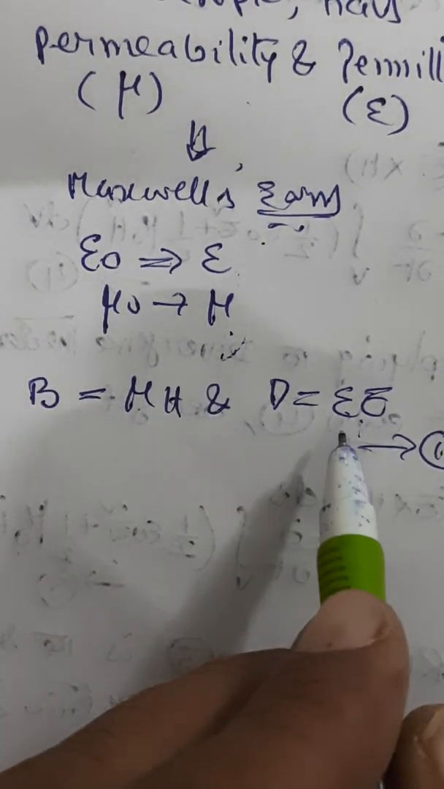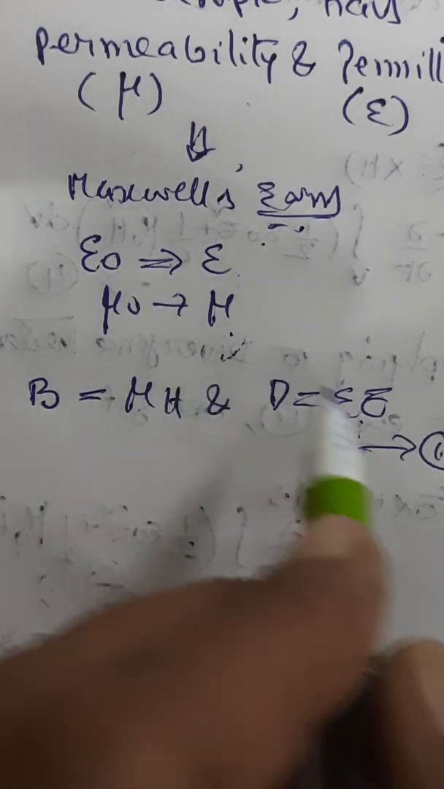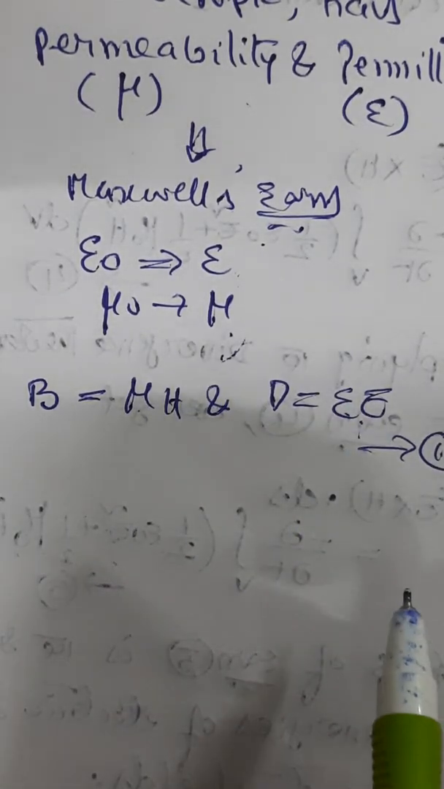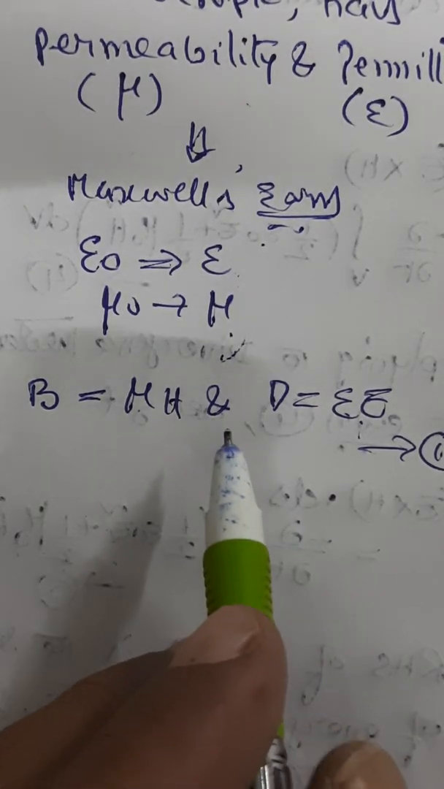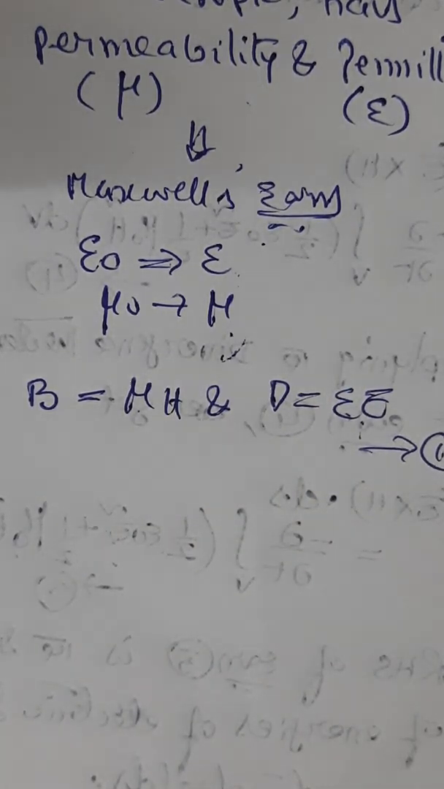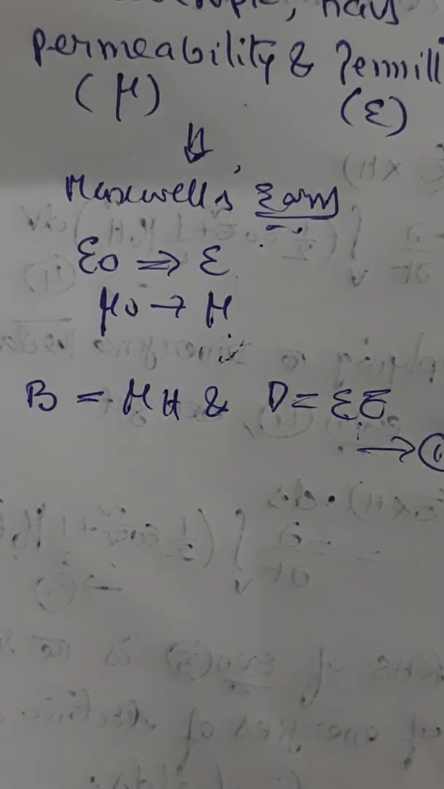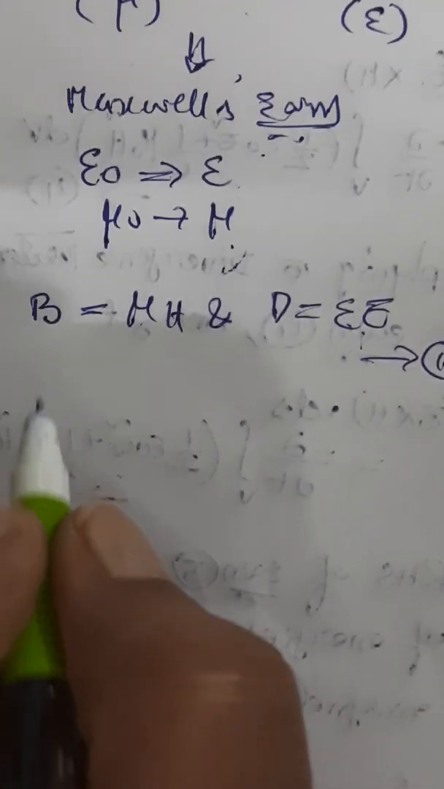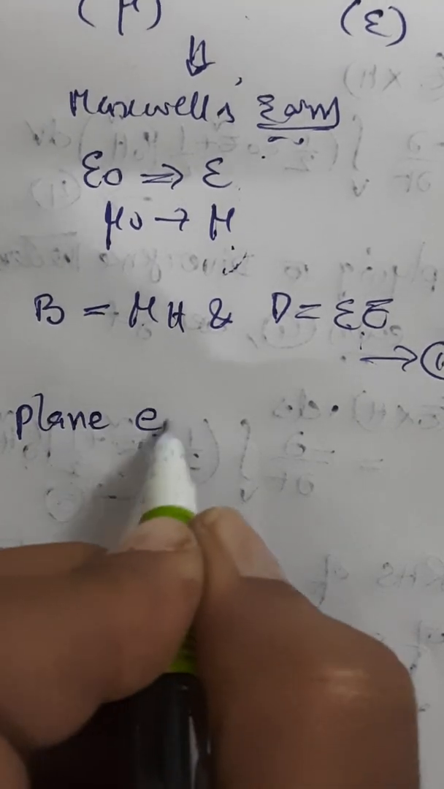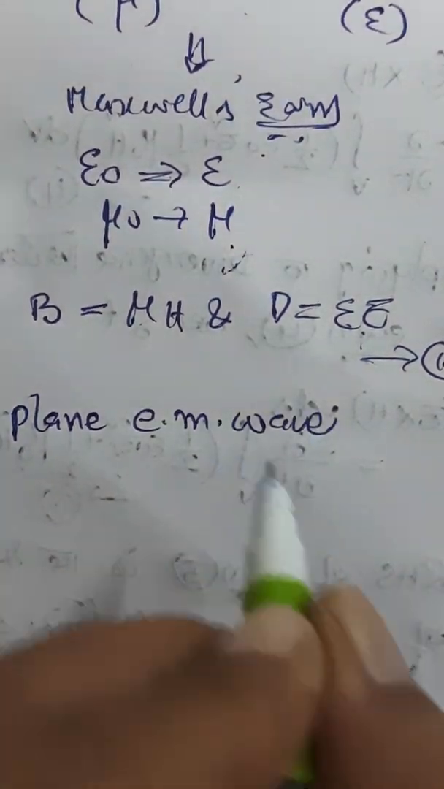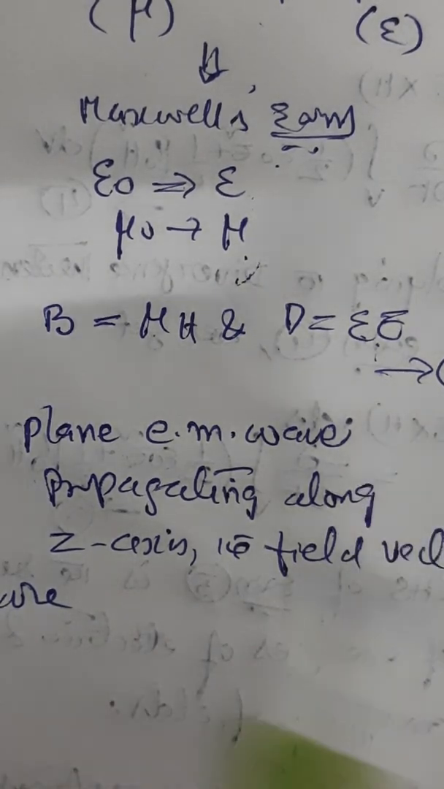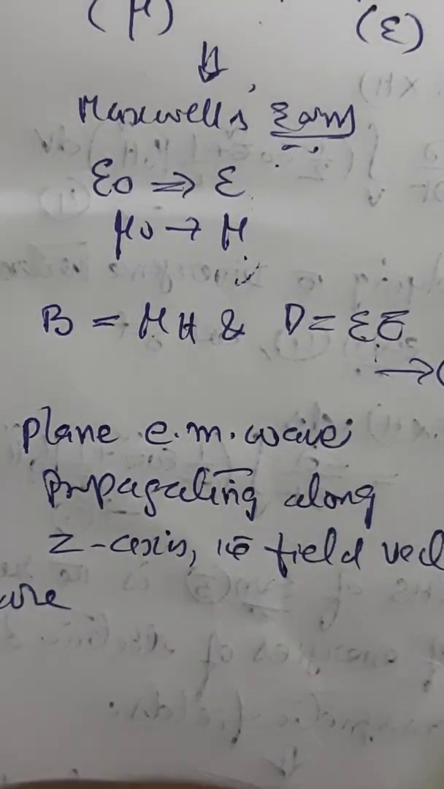The time variation of the field vectors of the wave that obeys the harmonic law with a certain constant frequency is called a monochromatic wave. What are monochromatic waves? They are waves whose field vectors vary harmonically with a constant frequency. So now we have defined two things: a plane electromagnetic wave and a monochromatic wave.